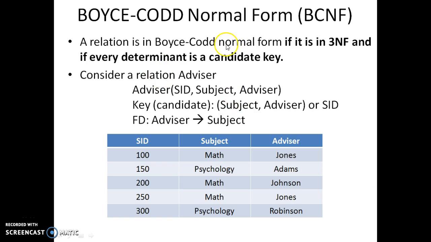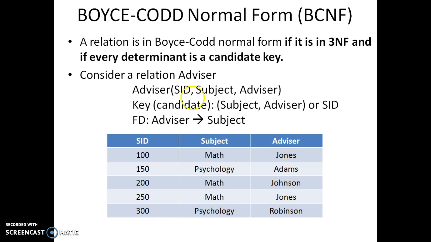Now Boyce Codd normal form. A relation is in Boyce Codd normal form if it is in third normal form and if every determinant is a candidate key. Here, first of all we have to find the candidate key, and then we have to define what a determinant is. So what is a determinant? If we have this type of syntax, that is, advisor functionally determines subject, then the left hand side attribute is nothing but the determinant. So we have to show here that this advisor is a candidate key. If we satisfy this condition, we can say that the table is in Boyce Codd normal form.